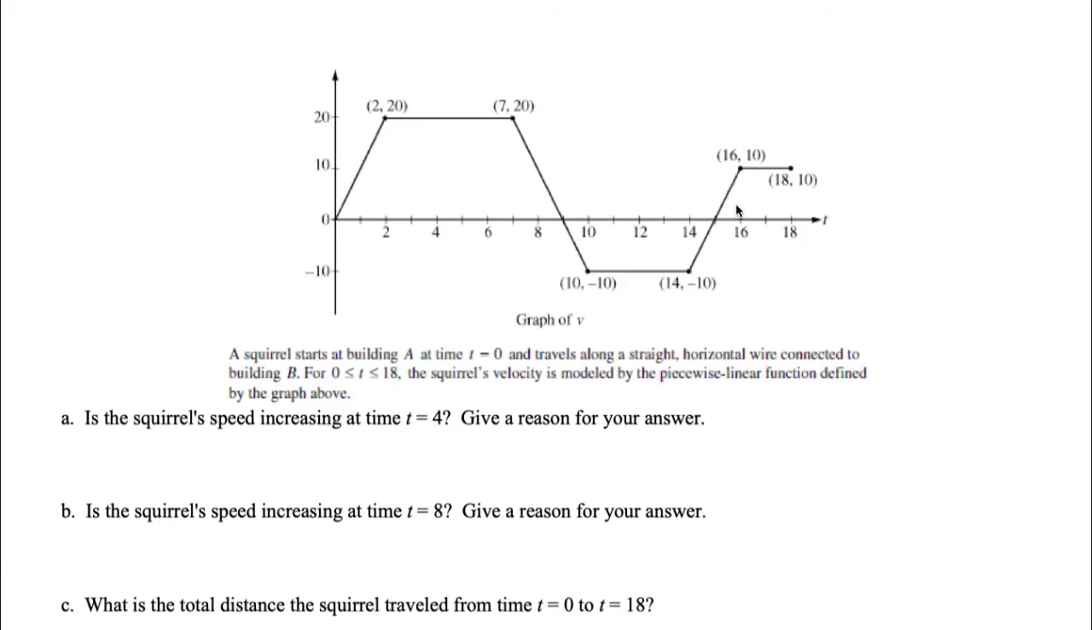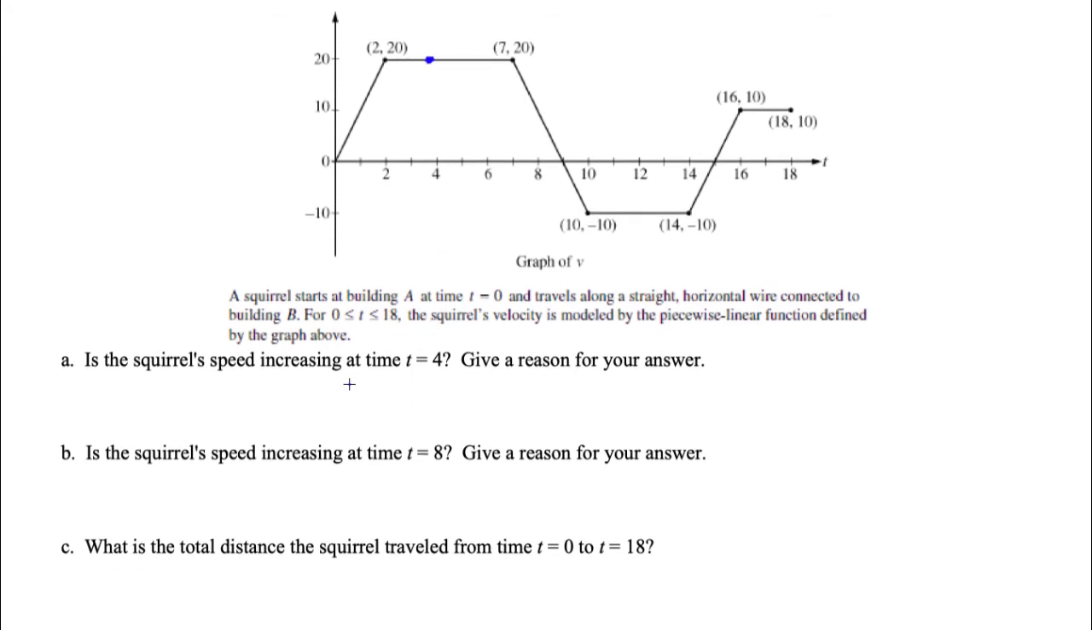5.111. All right, so coming back, is the squirrel's speed increasing at time t equals 4? So at 4, the squirrel is right here. This is a graph of velocity. It says so down here. So we know that the velocity is positive, but acceleration is 0. So if the acceleration is 0, then I'm not speeding up. I need them to have the same sign, and if there is no sign, that's not the same sign.